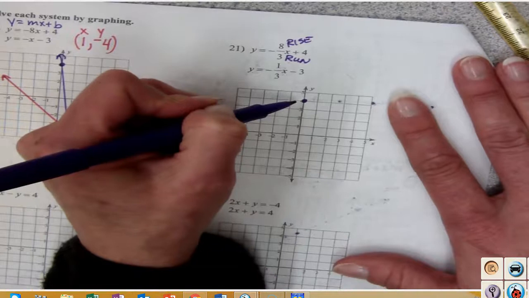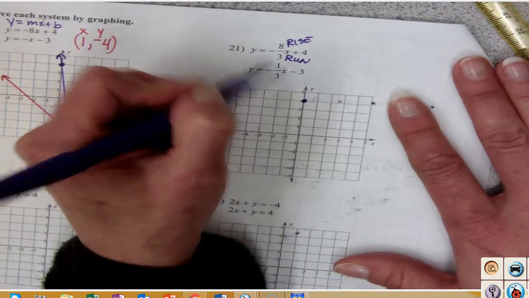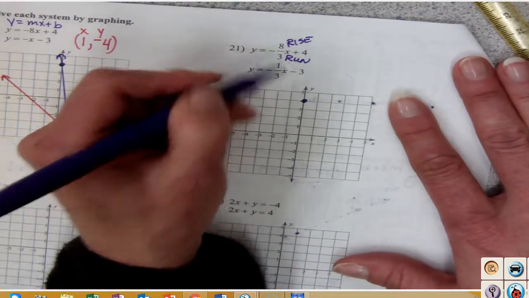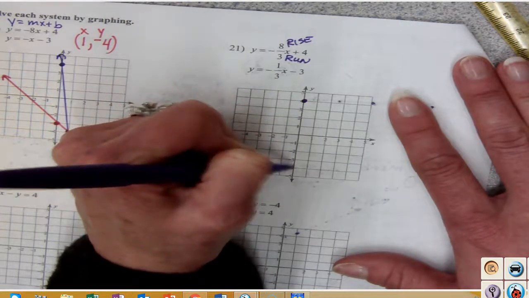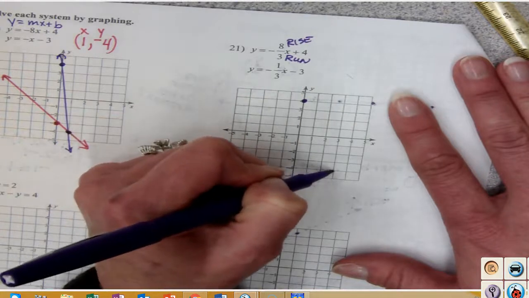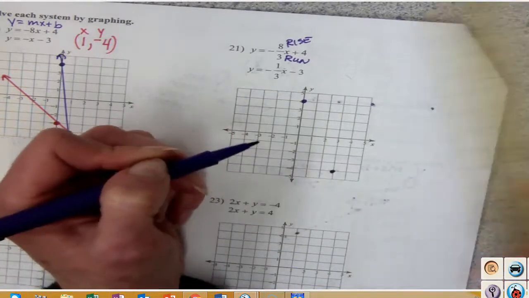Since I'm at the top of my graph, I'm going to go down 8. I'm going to use my negative as an 8. 1, 2, 3, 4, 5, 6, 7, 8, and then positive 3. 1, 2, 3. And I'm going to graph.